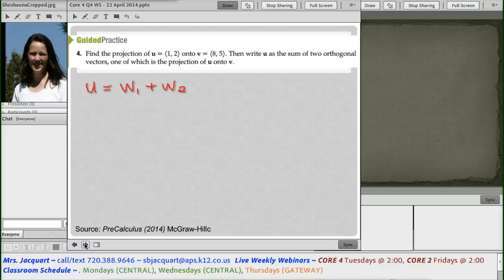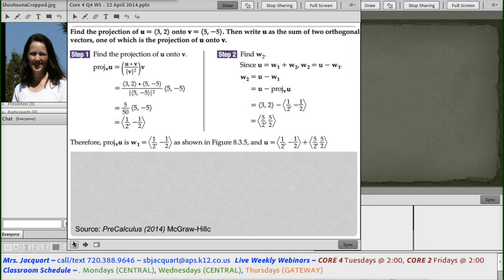And then we know that w1 equals the projection of u onto v. Okay, and going off of our nifty-wifty formula from the slide before, this is how we're going to figure out our projection.